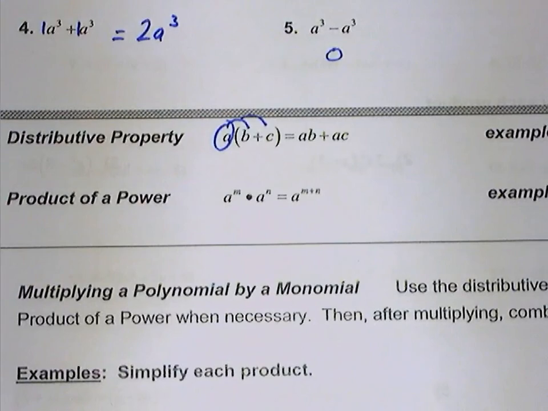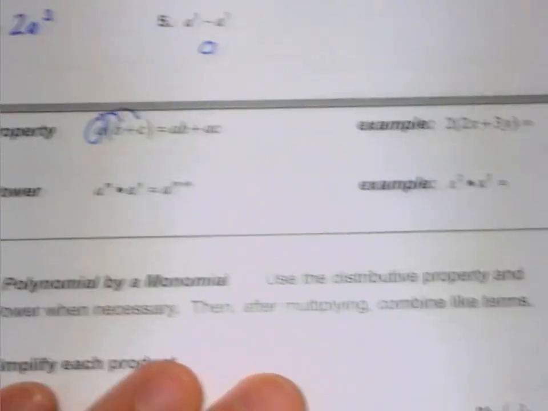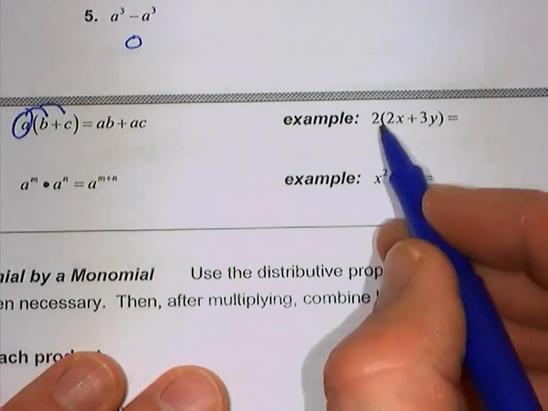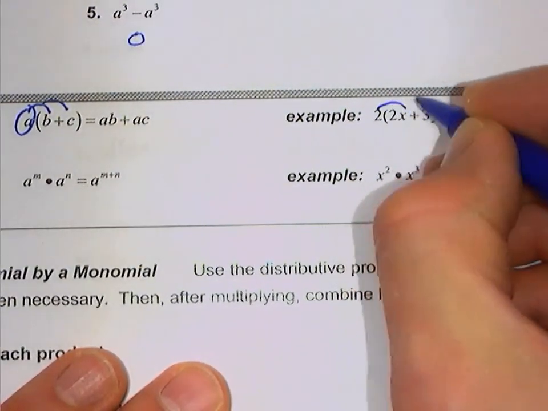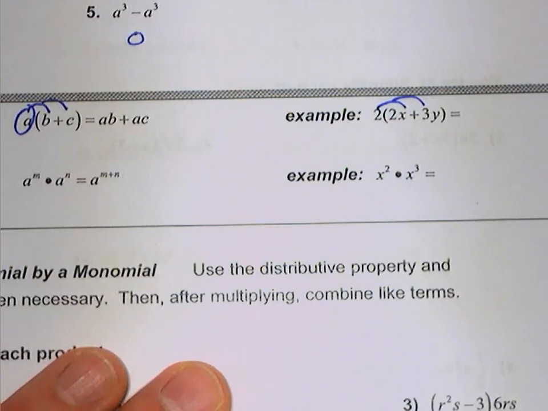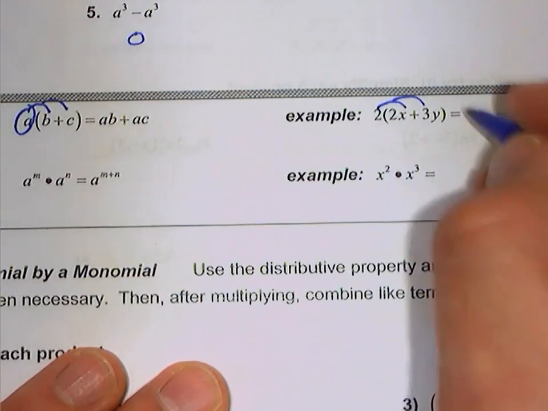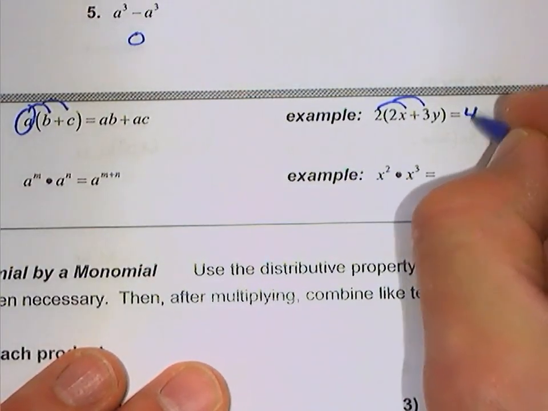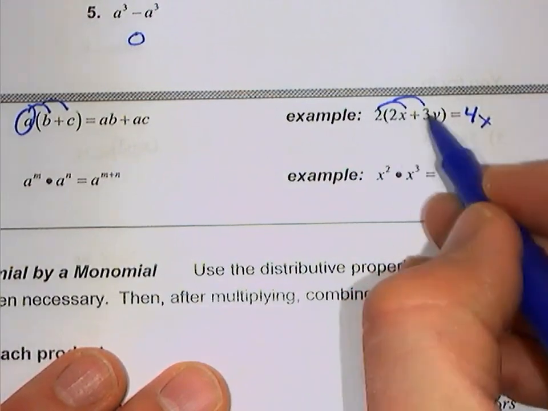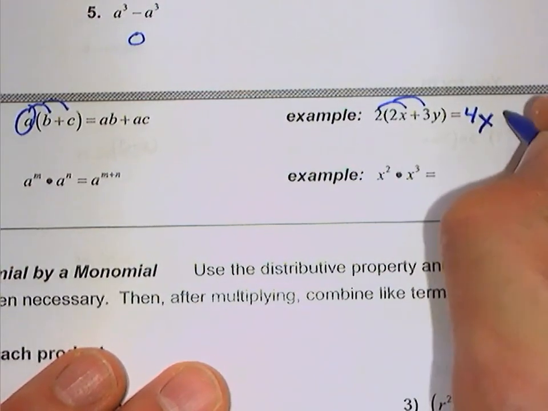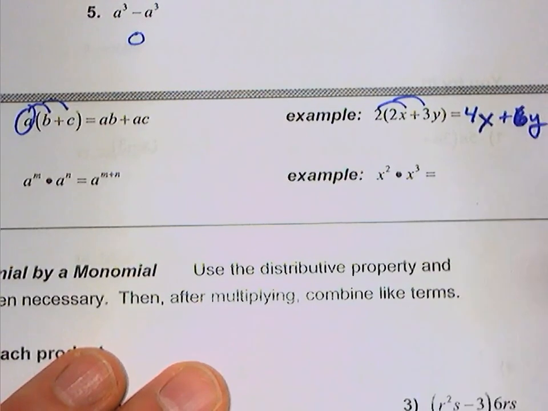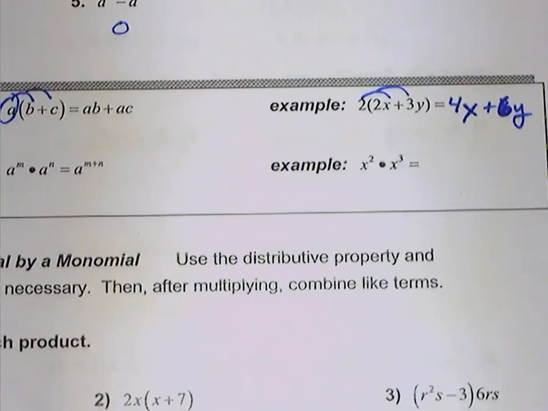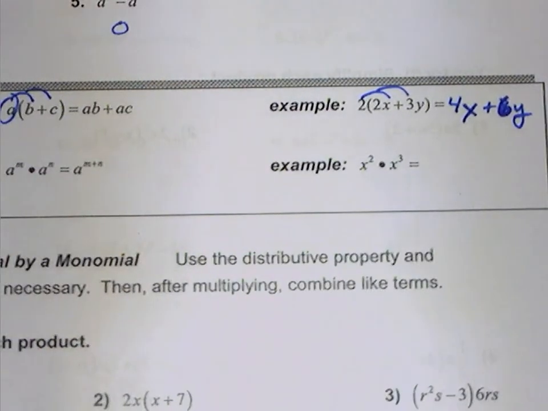Okay? So for example, if I have 2 times 2x plus 3y, we're going to go ahead and distribute the 2 and multiply. What's 2 times 2x? 4x. 2 times 3y? We get 6y. 2 times 3, we get 6y. Okay.